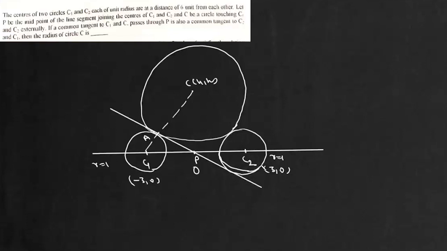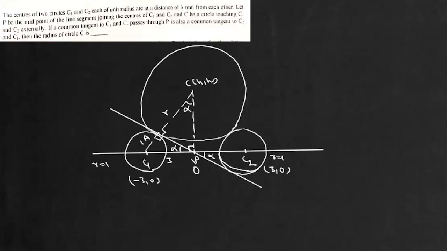Then the radius of circle C is, now suppose this radius is R. The perpendicular from the center will pass through P. This is 1, this is 3, and this angle is suppose alpha. This is 90, this is 90, this is 90 minus alpha, then this angle will be alpha, and this angle will also be alpha.